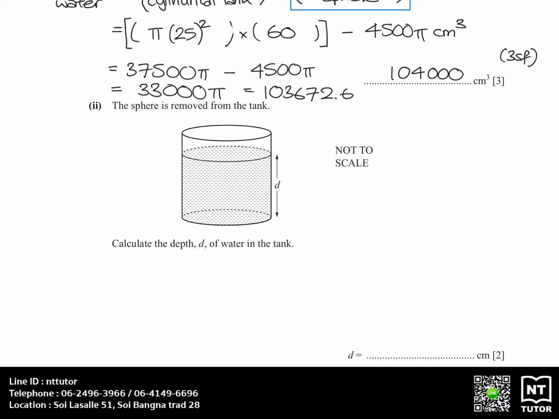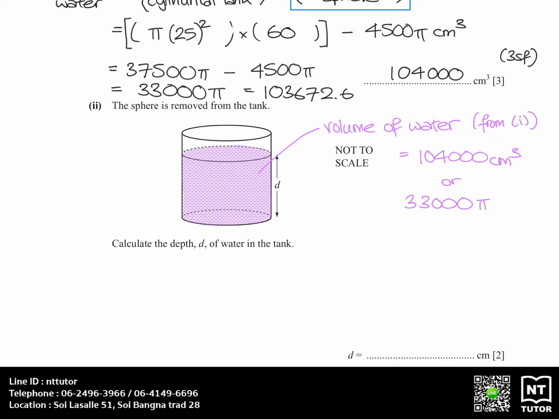The sphere is removed from the tank. Calculate the depth d of the water in the tank. The shaded volume in the diagram is just the volume of water, which we already got from part 1, which is 104,000 centimeters cubed, or the exact answer is 33,000 pi centimeters cubed.